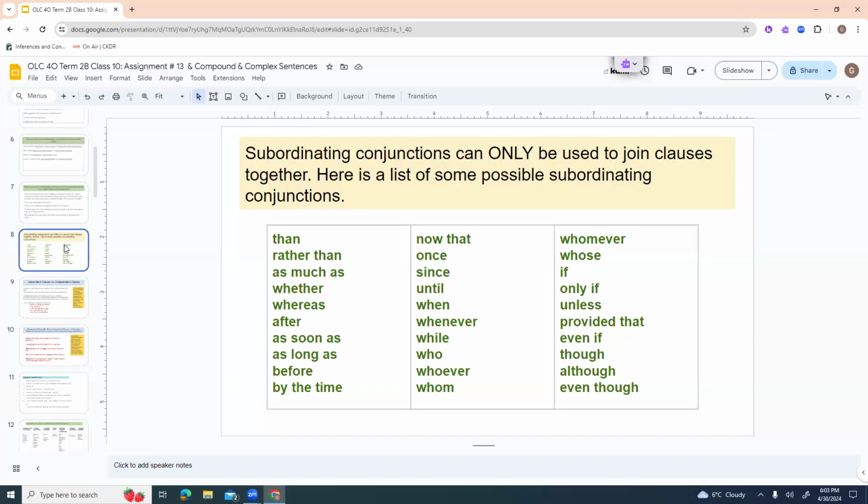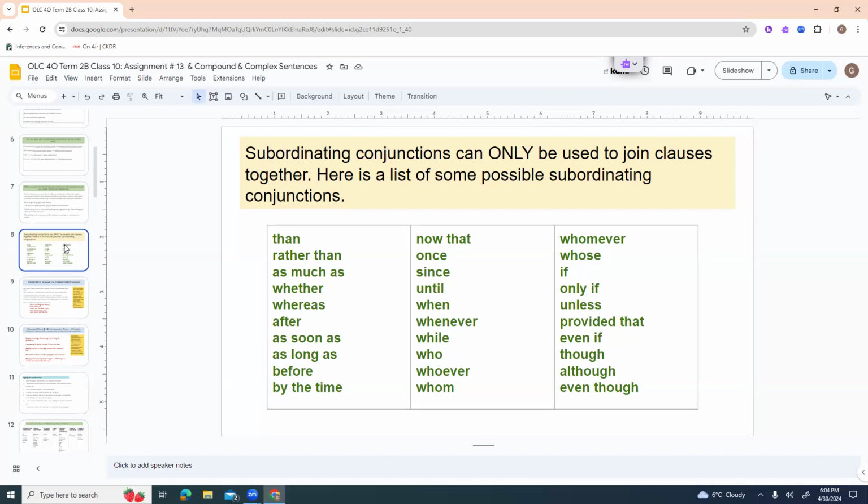So going on to subordinating conjunctions. This is only a short list. I know it's a lot longer. There are a lot more subordinating conjunctions, and there's a lot of subordinating conjunction phrases, okay? And these can only get used to join clauses together. I wrote that and I'm still feeling suspicious.